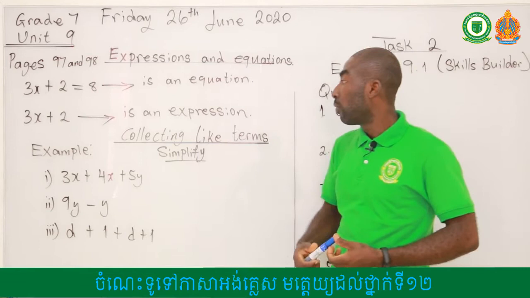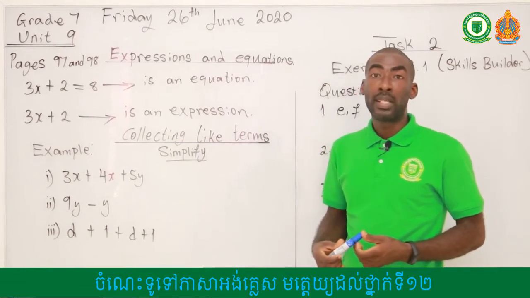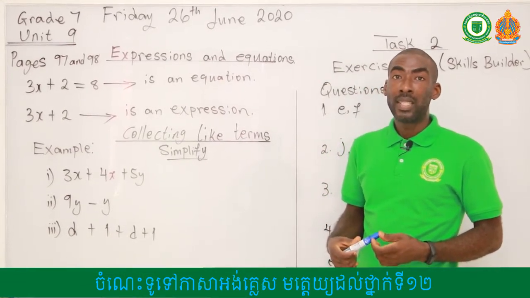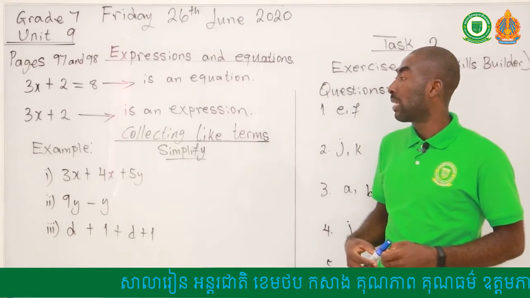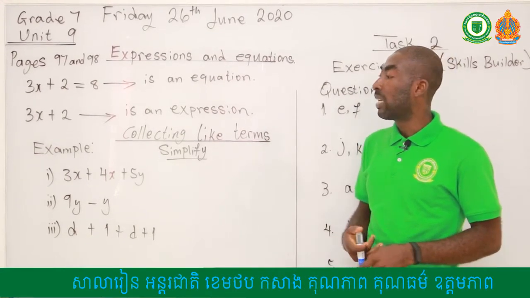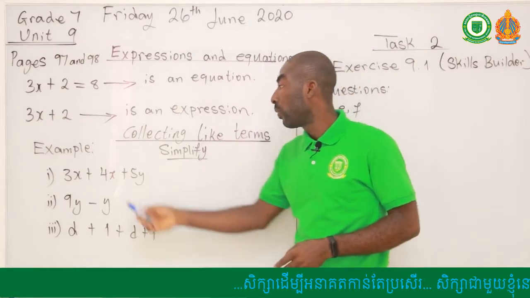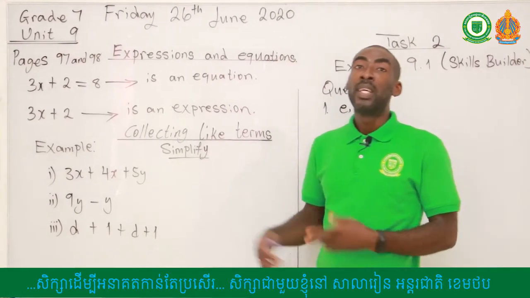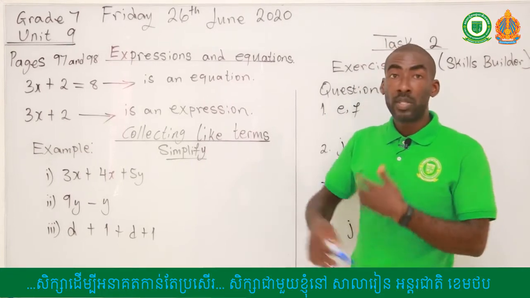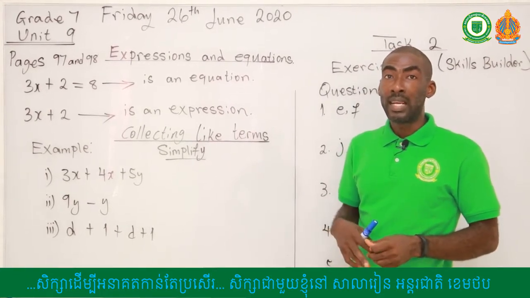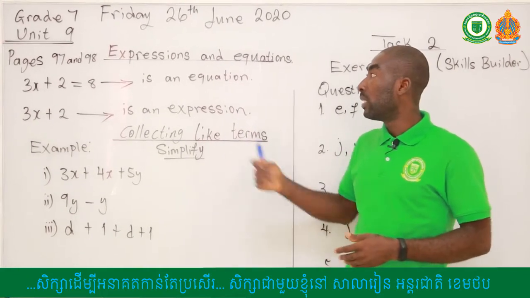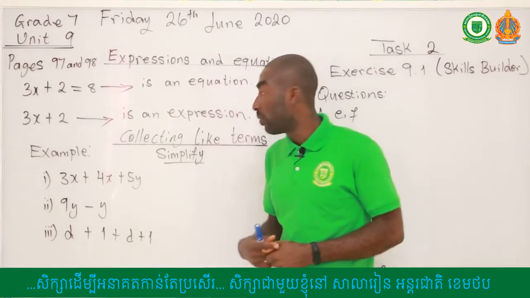Okay, the next thing that we'll move on to is still collecting like terms, okay? So we are still collecting like terms and simplifying our expressions and equations, okay? So we have 3 examples we're going to do in this section so that we will still know some of the other aspects that we can encounter dealing with expressions and equations.